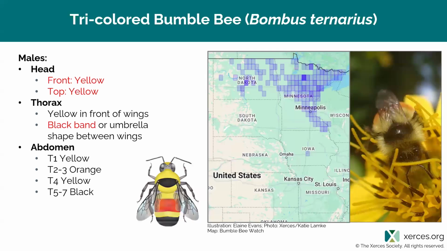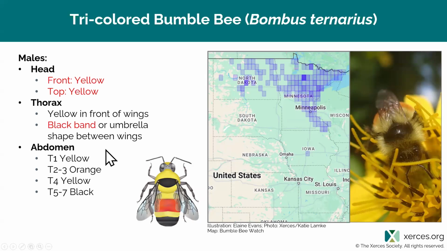The males are very similar in their color patterns to the females. Looking at their abdomen, once again, T1 is yellow, T2 through 3 will be orange, T4 will be yellow, and then T5 through 7 will be black.